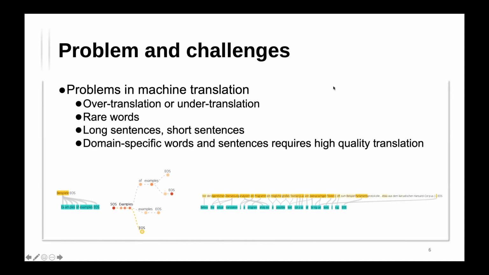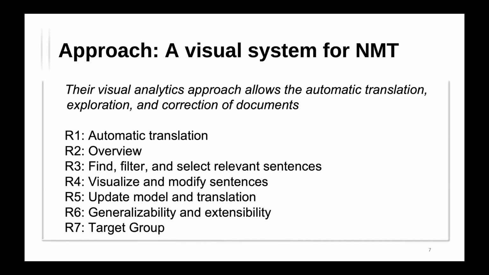So in order to fix those problems, they propose this visual system for neural machine translation. And first, they propose 7 requirements that this visual system should meet. I will briefly introduce those requirements, and later in the detailed explanation of their paper, we will again see how they fulfill those requirements.